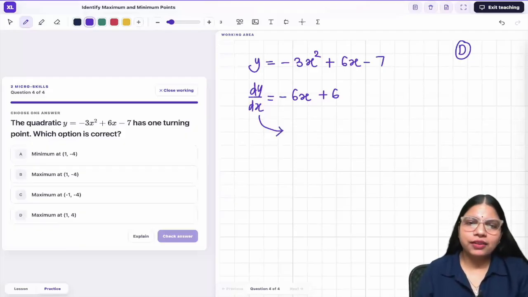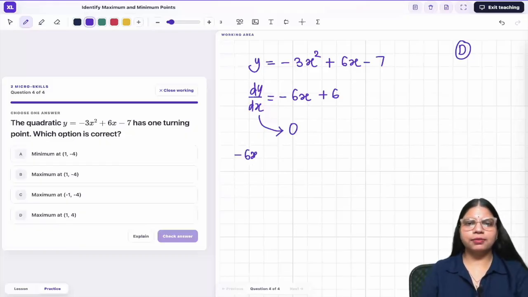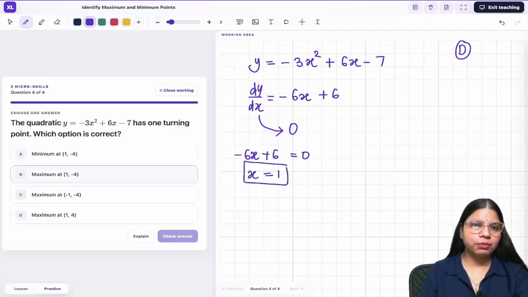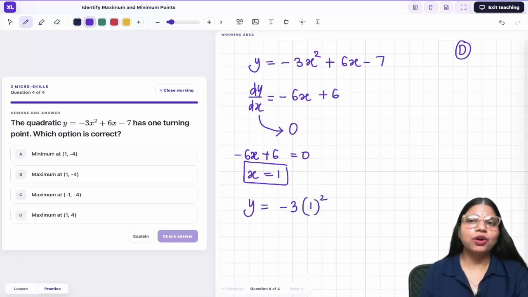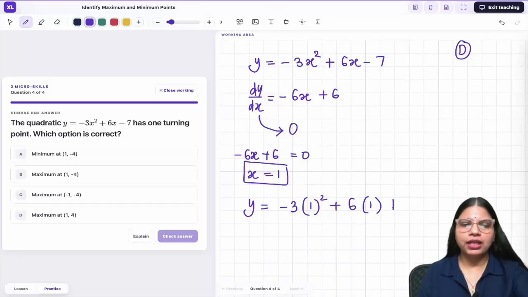So the turning point gives us 0. So -6x + 6 = 0, so x is going to be 1. That I know for sure. So x is 1, and it's B or D again. Now finding the value of y is substituting it there. Minus 3 times 1 squared. What option did you pick? Did you guess? You can comment, obviously. Plus 6 times 1 minus 7. Oh, I saved myself from copying it wrong.